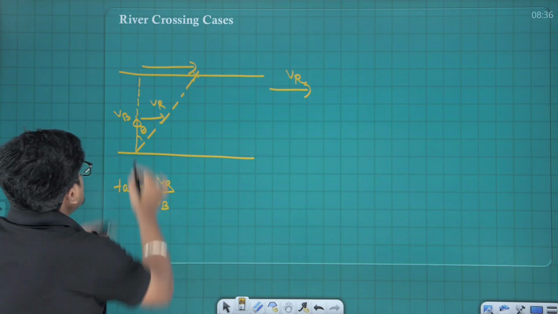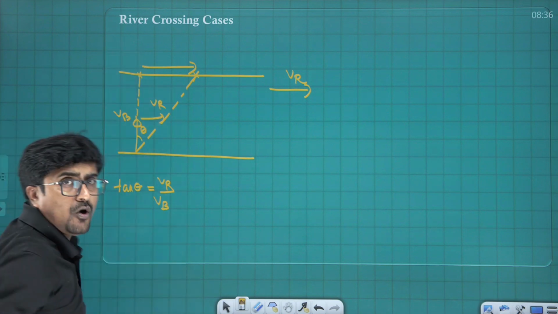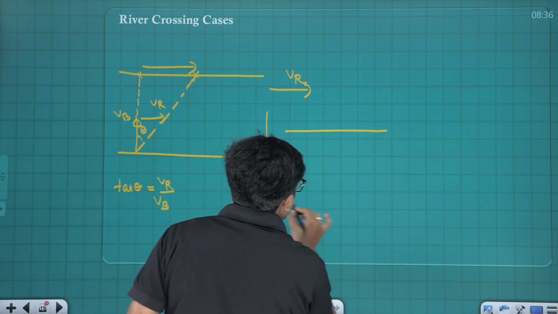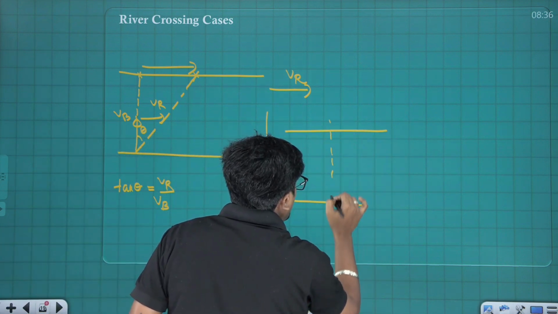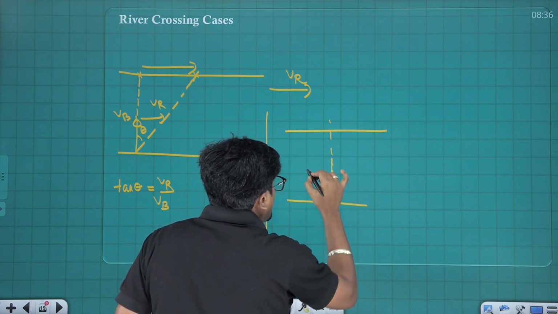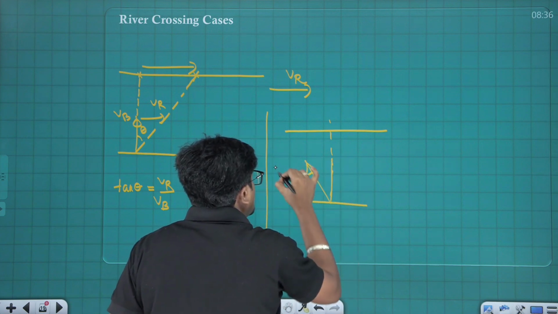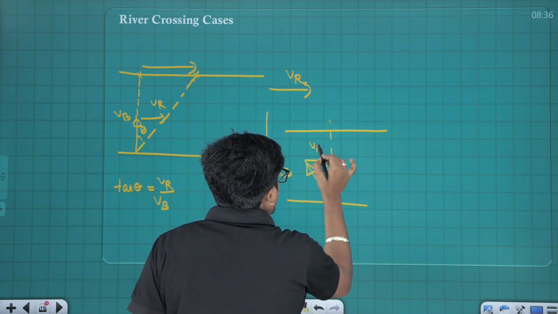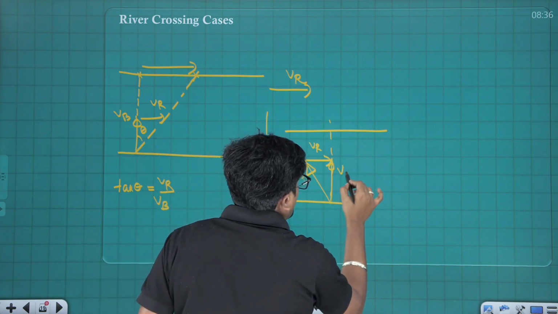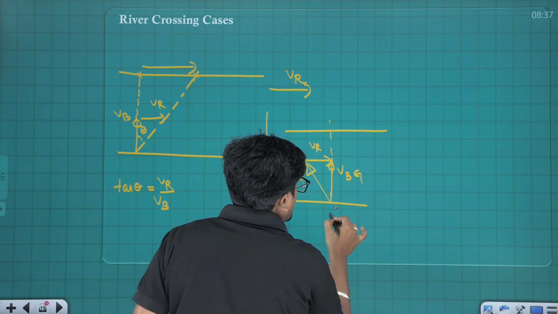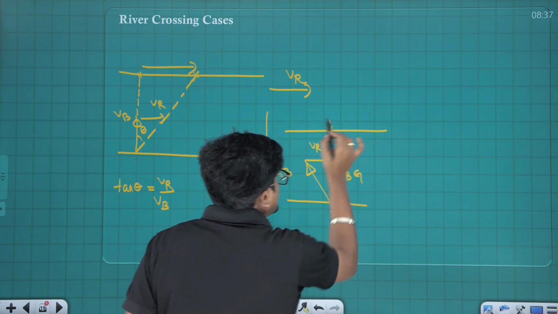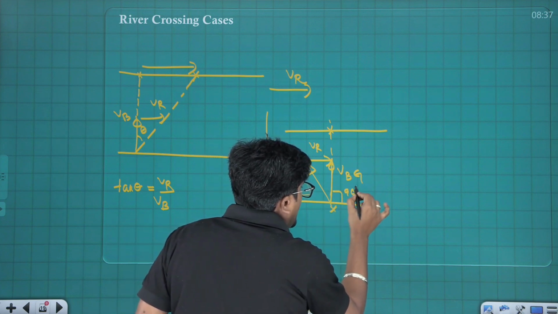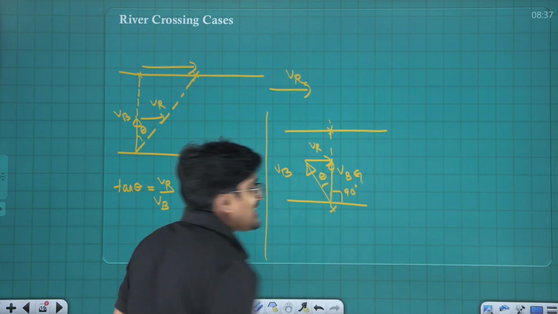And if the boat wants to reach exactly the opposite point, if that is what we are expecting, then in that condition we must head the boat in this direction. So here this is Vb and here this is Vr. Now here this is going to be velocity of boat with respect to the ground. That means it exactly reaches this particular point. Now you can see this angle is 90 degrees, and I am going to take this as theta.